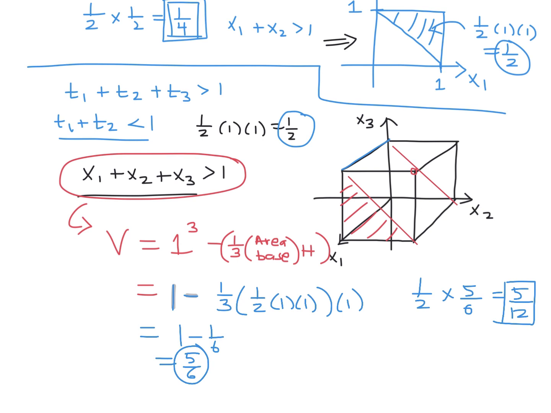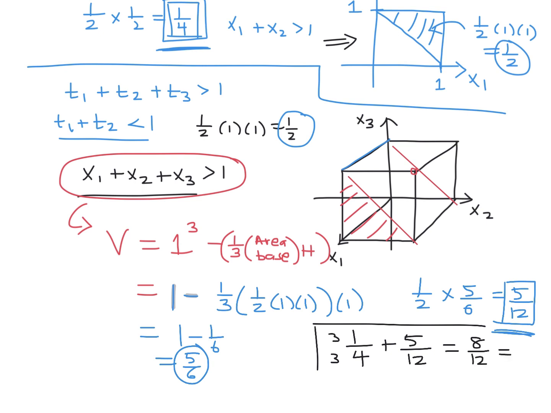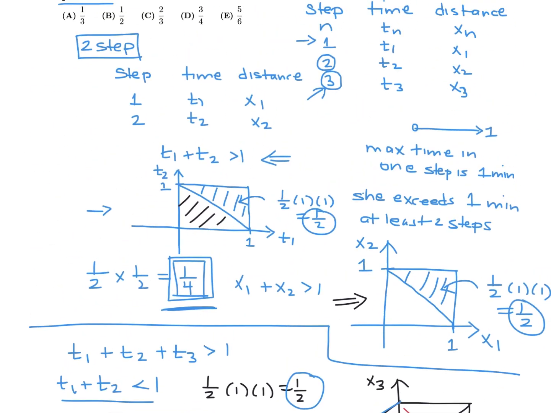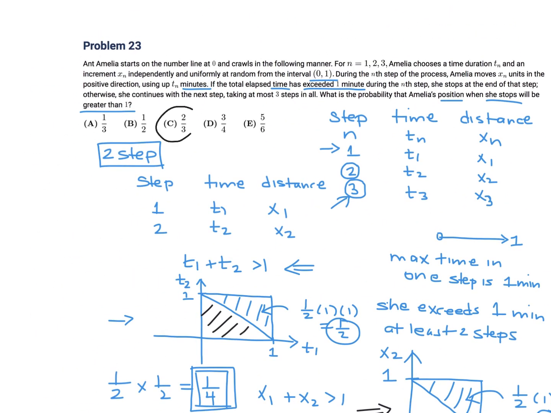There you go. So now we have to combine this guy with this guy to get our final answer. So it would be 1/4 plus 5/12. Multiply both sides by 3. So we got 8/12. And therefore, if you divide top and bottom by 4, it's going to be 2/3. Okay, 2/3. Yeah, tough question, and that's going to be C.